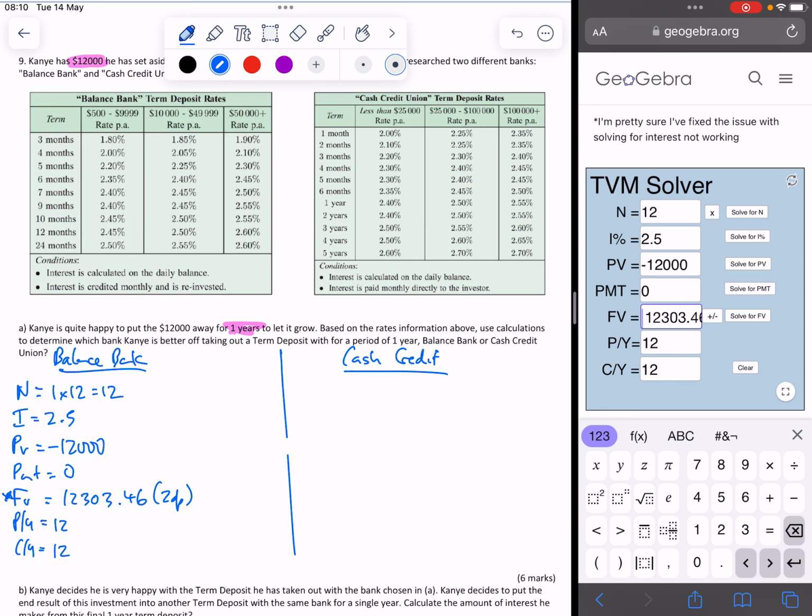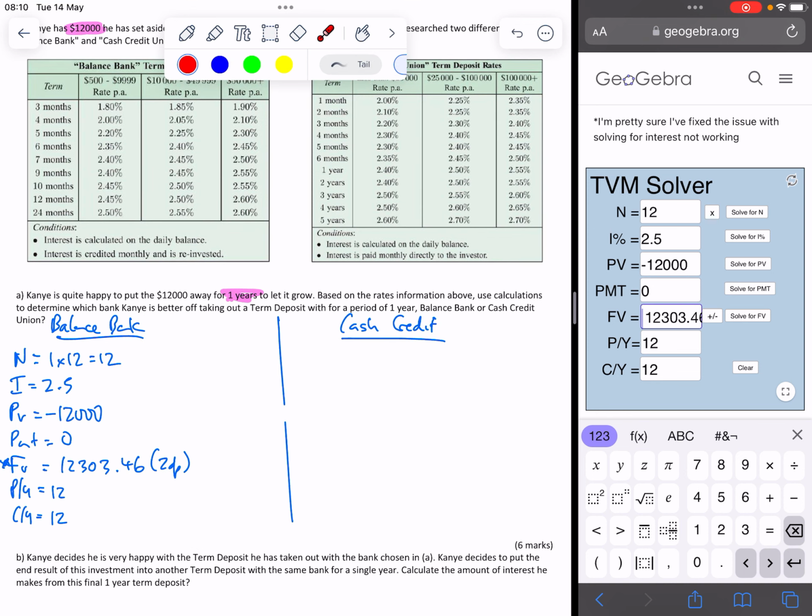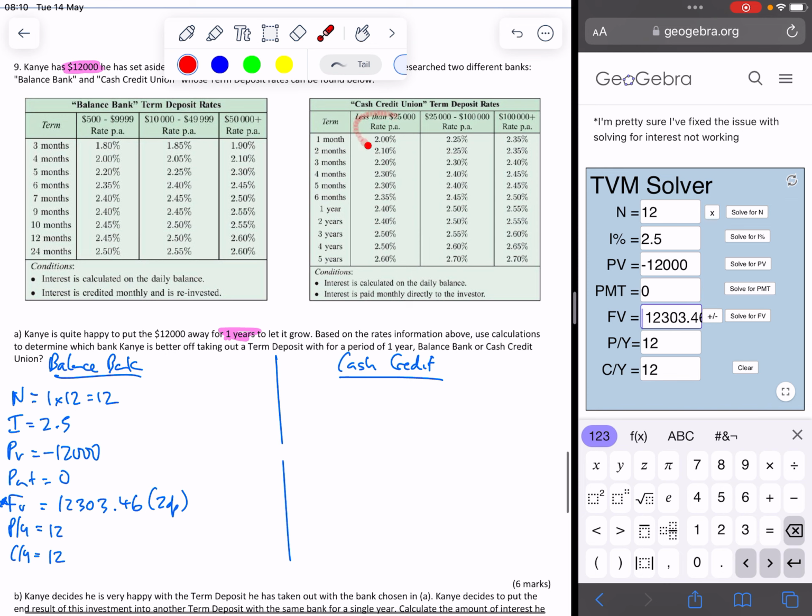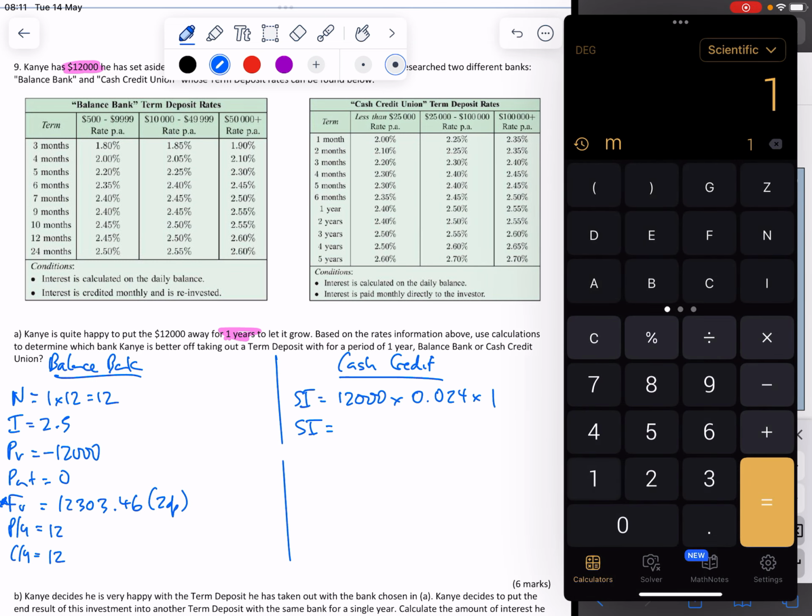Cash credit union. Interest calculated daily balance. It's paid monthly directly to the investor. So as soon as you see that, we're talking simple interest. It's 12 grand, and it's for 1 year. It's a lower rate, 2.4. So SI is equal to the principal, 12,000, times the rate as a decimal, 0.024, times the time in years, 1. Just a normal calculator needed, 12,000 times 0.024. We get $288 in simple interest.